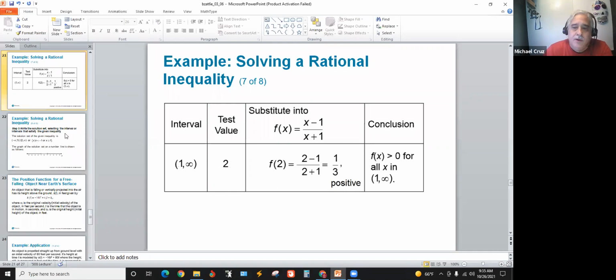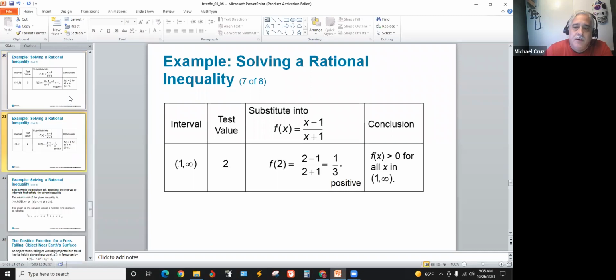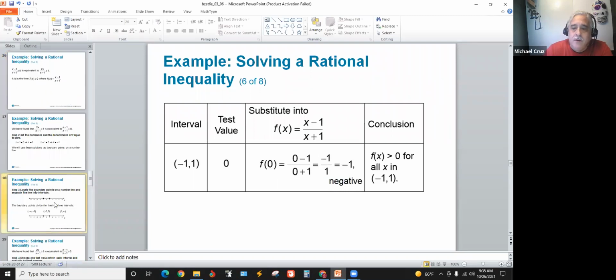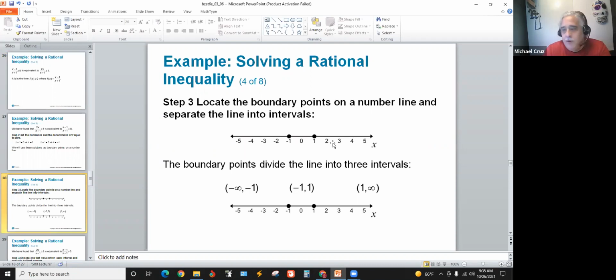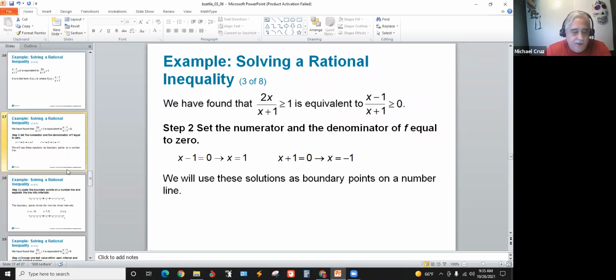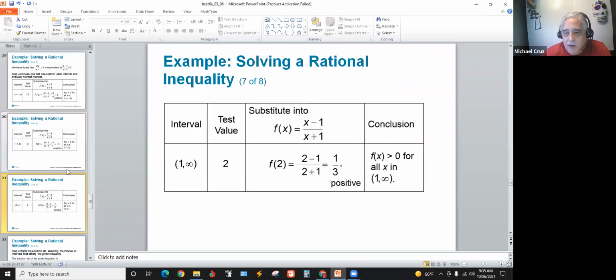So using 2, which like I said was just another value over there, you can just use the next one. You could use anything: 3, 4, 5, all the way up to a billion if you wanted to. But the smart move is to always take the easiest one, since it gives you the easiest calculation. So f of 2 is 2 minus 1, which is 1, over 2 plus 1, which is 3. So 1/3 is positive. So everything in that range on the right is going to be positive.